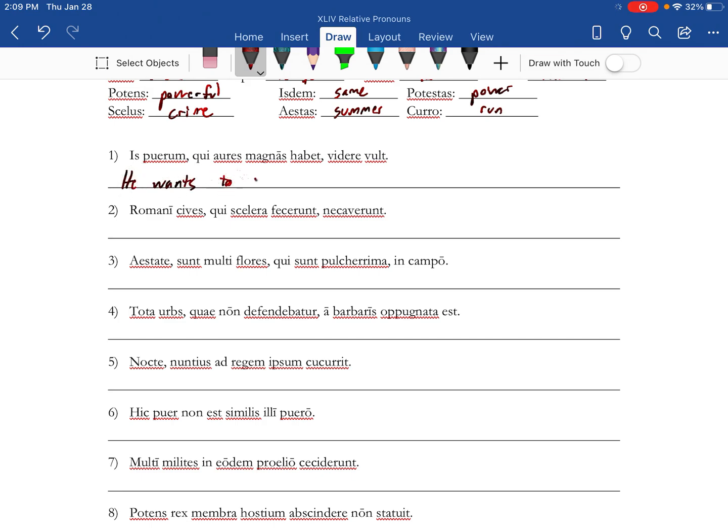He wants to see the boy who has large ears. The Romans killed the citizens who committed crimes. You could say did or made for fecerunt, but in English we don't really say they did a crime or they made a crime.